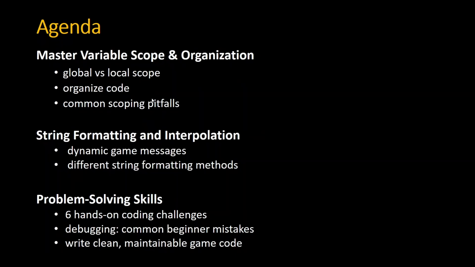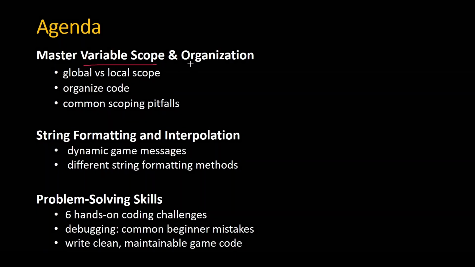At the end of this course, you will also master variable scope and organization. You will know the difference between global versus local scope and organize the code with proper scoping strategies. Avoid common scoping pitfalls in game development. We're also going to tackle string formatting and interpolation for dynamic game messages, and we're going to discuss the different string formatting methods and how to use them in our code.